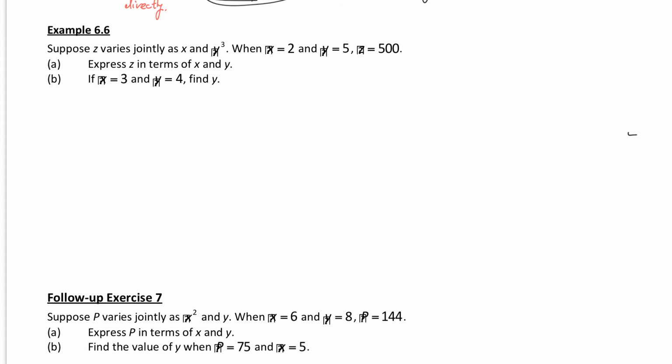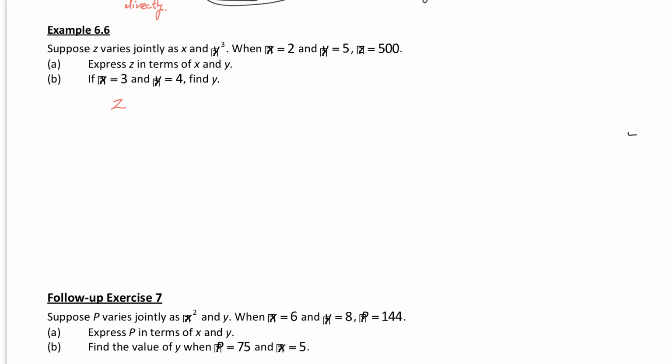You can predict, because we have one variable k, the variation constant, only, the question is similar to the previous one. Suppose z varies jointly at x and y to the power 3. Also, you can see the question will give you one piece of information. What is the use of this information? To find the variation constant. Express z in terms of x and y.